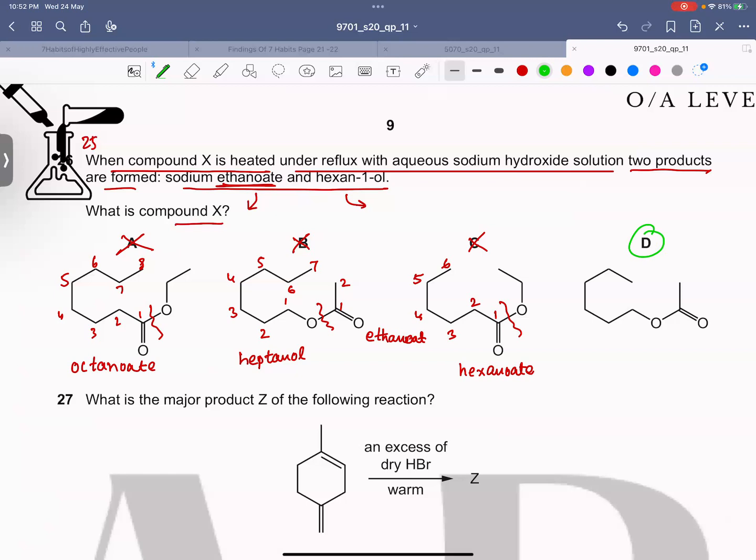Is this clear to everyone? Yes. If anyone has any question to ask. Remember, when the chain is broken, the ester bond is broken down, and the chain which contains the C double bond O would get the name of alkanoate.